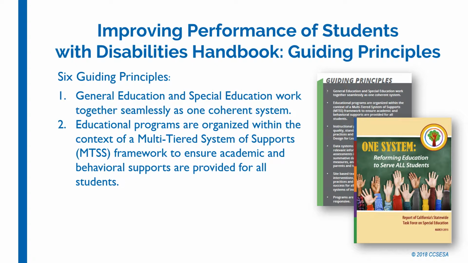The 6 guiding principles are: number 1, general education and special education work together seamlessly as one coherent system. Number 2, educational programs are organized within the context of a multi-tiered system of supports, MTSS, framework, to ensure academic and behavioral supports are provided for all students.